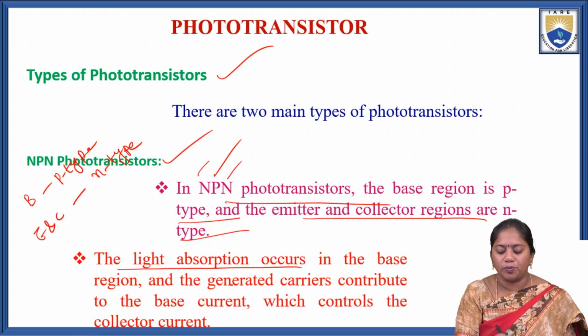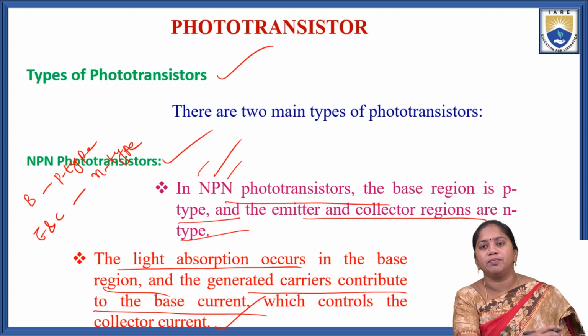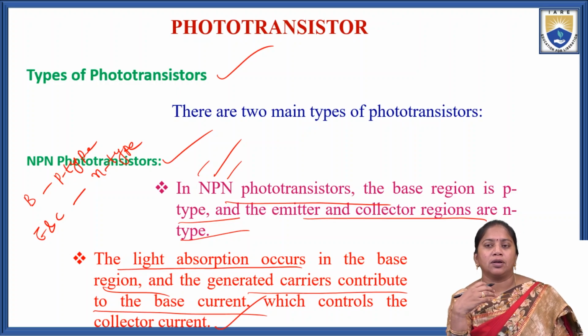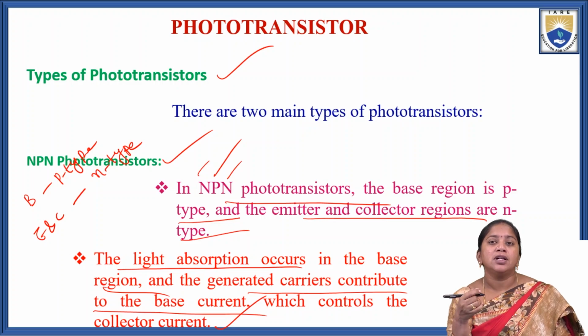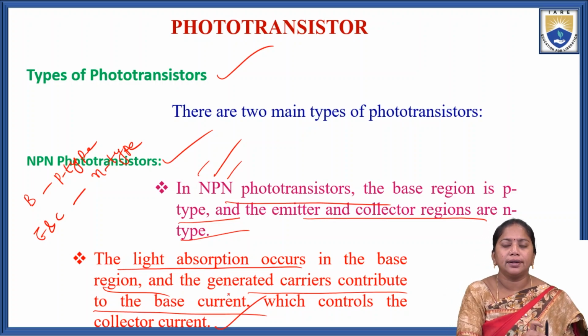The light absorption occurs in the base region, and the generated carriers contribute to the base current, which controls the collector current. Once the light is incident on the base region, it generates electron-hole pairs, which increases the base current, which controls the collector current.